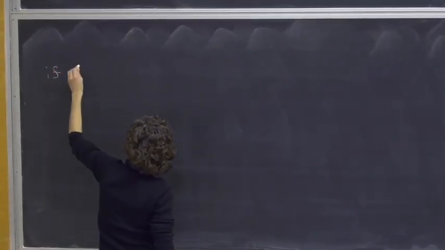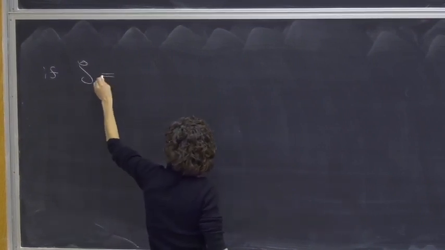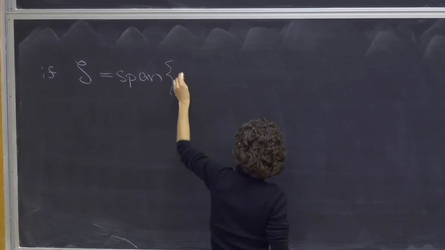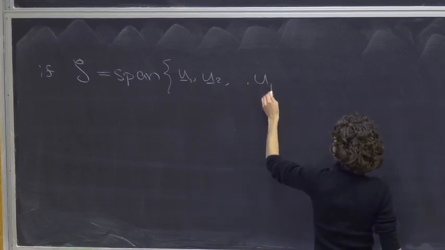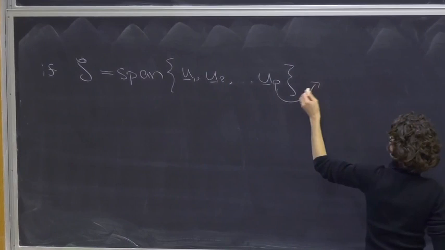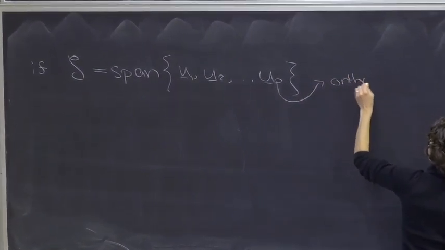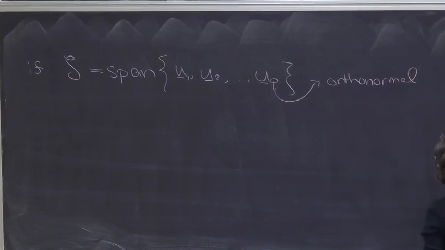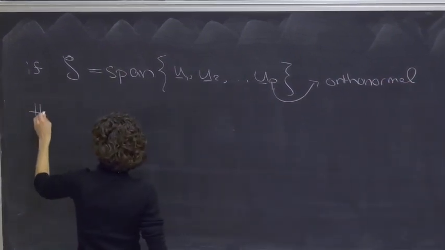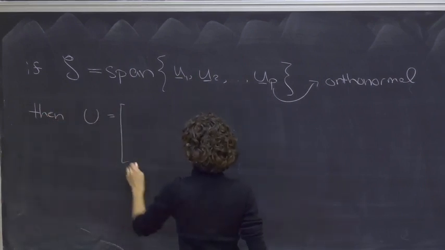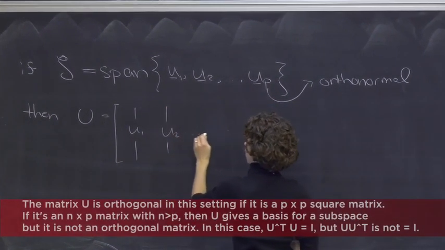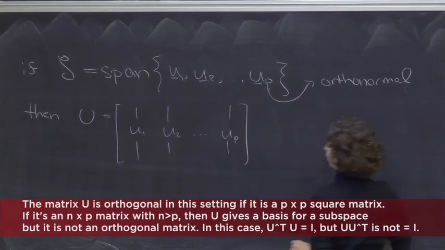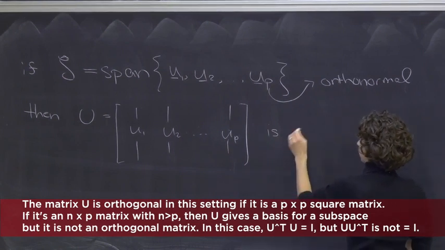And in particular, if I've got a subspace S that I can write as the span of a collection of vectors, let's say U1, U2 through UP, where those vectors are orthonormal, then I can form a matrix U, where the columns of that matrix are these vectors. So U1 is the first column, U2 is the second column, UP is the pth column, and we call that a basis matrix.